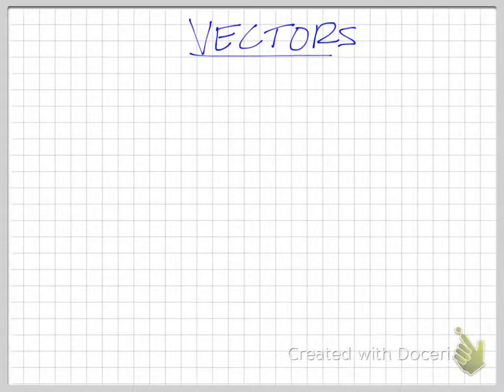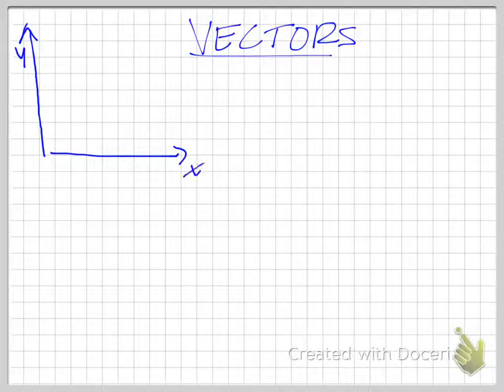Today in class we played around a little bit with vectors, and as we're seeing, vectors aren't as simple as going forwards and backwards anymore. We're going to talk about vectors in two dimensions, which means any vector we have can exist in multiple dimensions. It's not just going to be right and left.